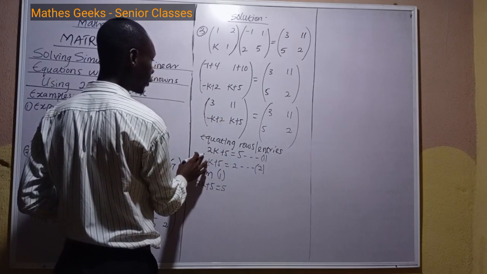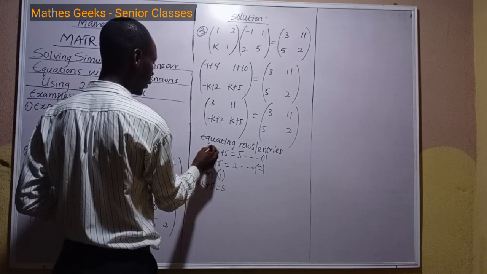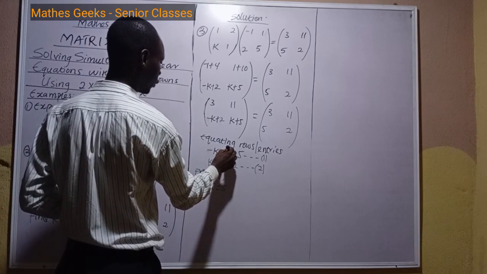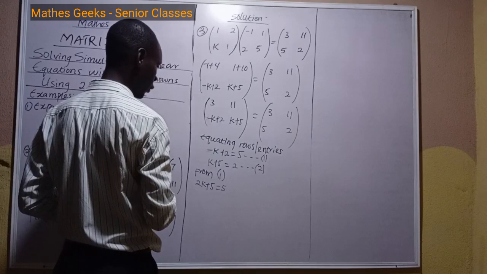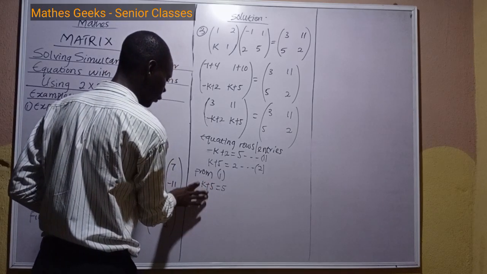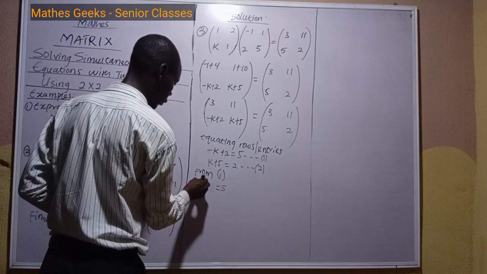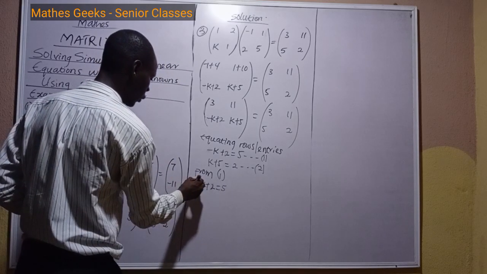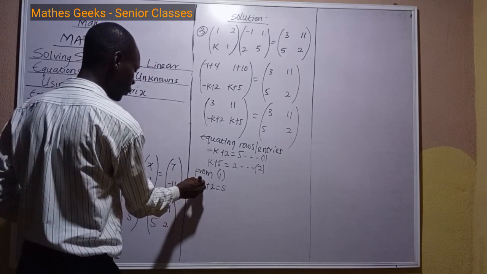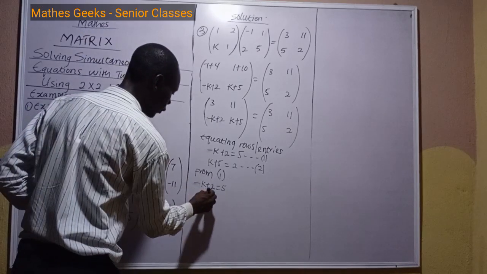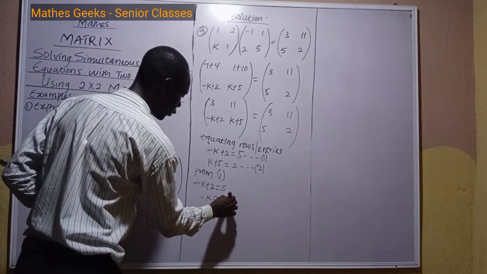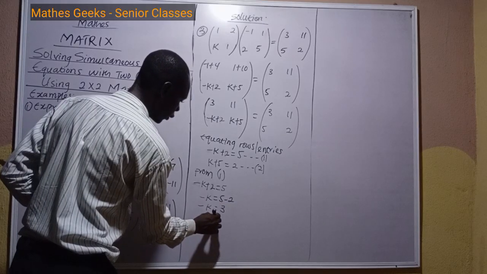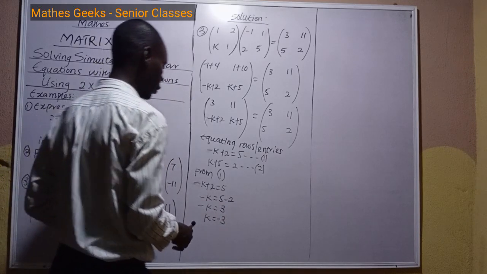Yes. The first equation: minus k plus 2. Since I'm working with equation 1, minus k plus 2. Okay. So minus k is equal to 5 minus 2. Minus k is equal to 2. So k is equal to minus 3.